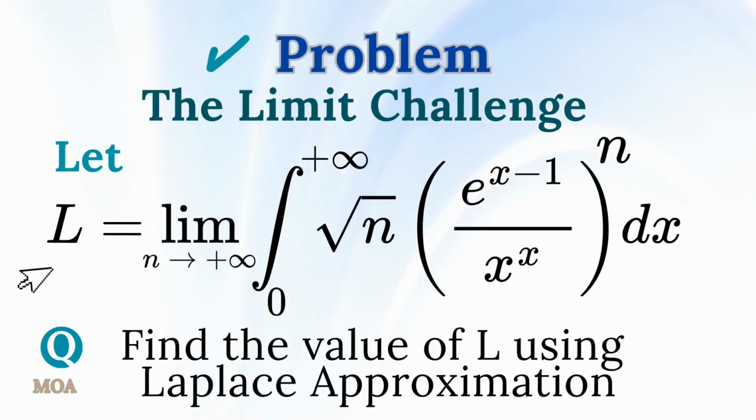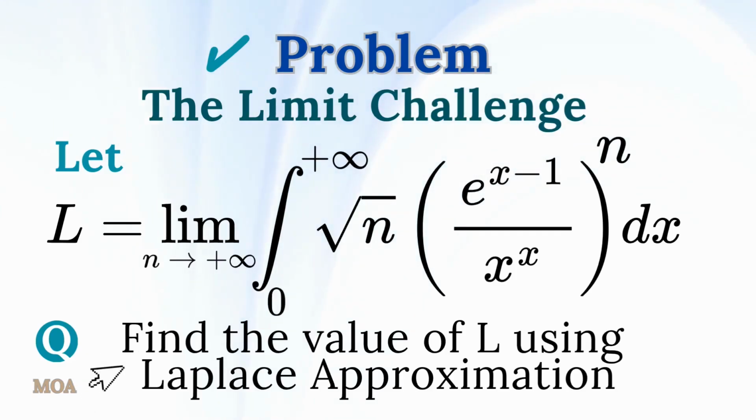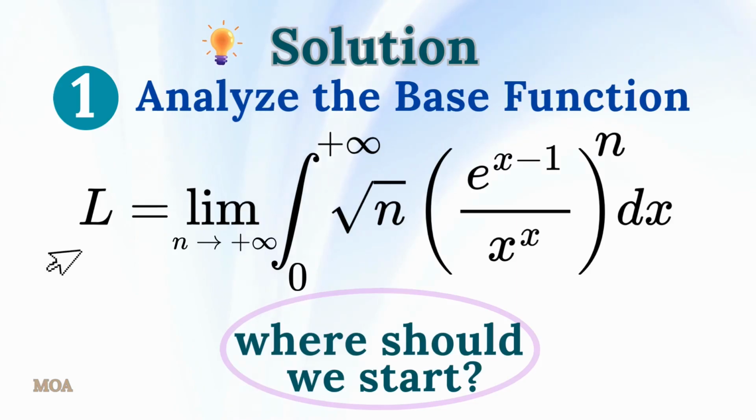In this problem, let L equal the limit as n approaches infinity of the integral from 0 to infinity of the square root of n times the exponential of the quantity (x minus 1) divided by x^x, all raised to the power n, dx. The question is, find the value of L using Laplace approximation. Now, let us begin solving this problem.